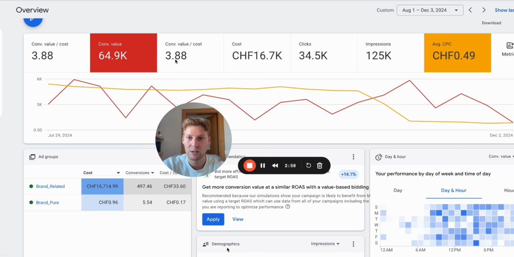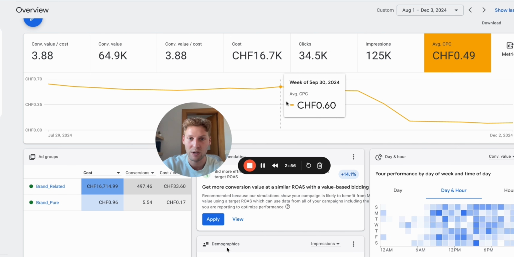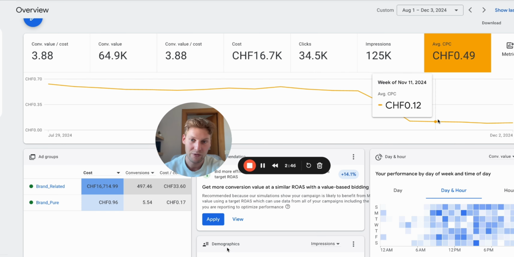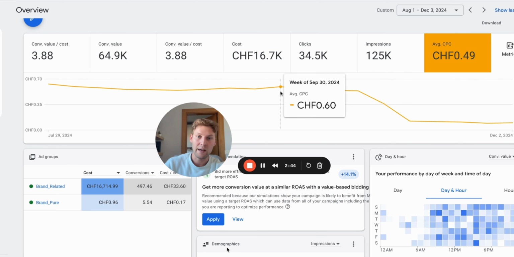So what we did, we changed back to max clicks with a cap of 0.30, just to be low enough to have a decrease in CPC, from 0.60 back to 0.12. So we have a good uplift here. So I put it on 0.30.